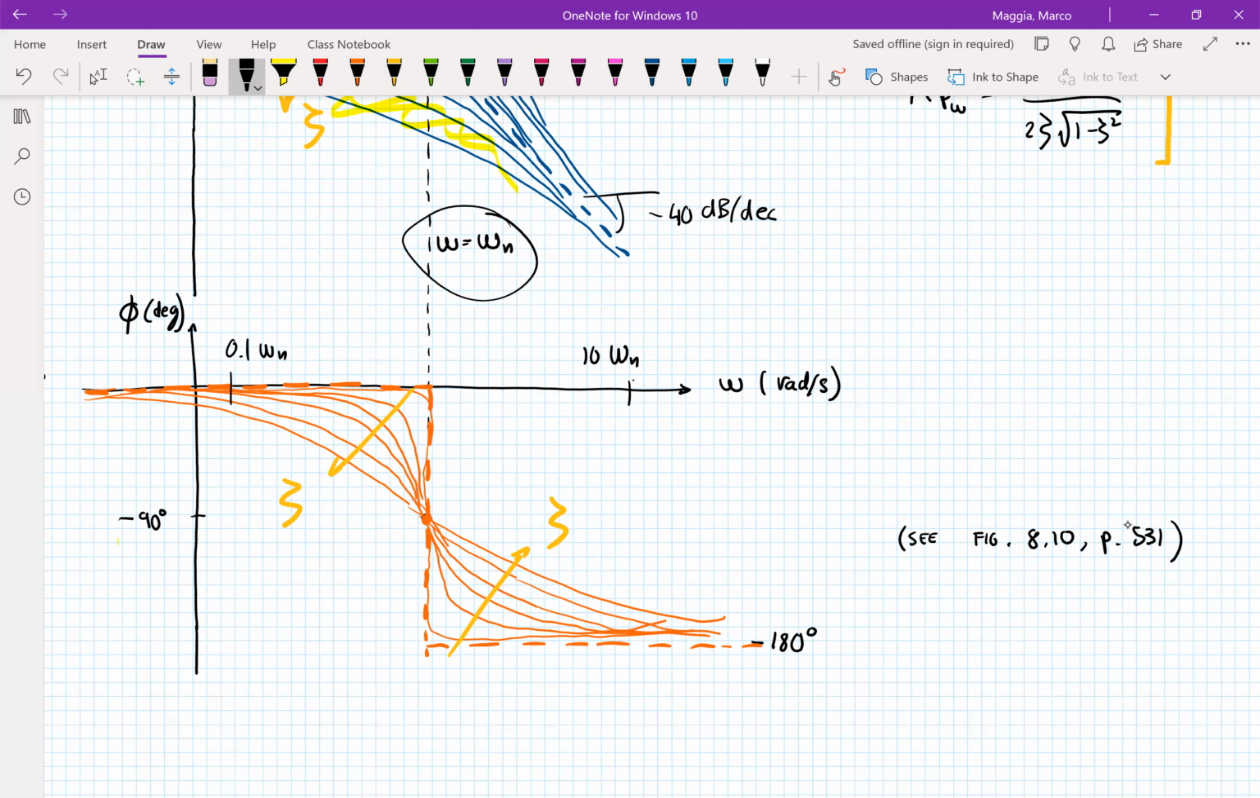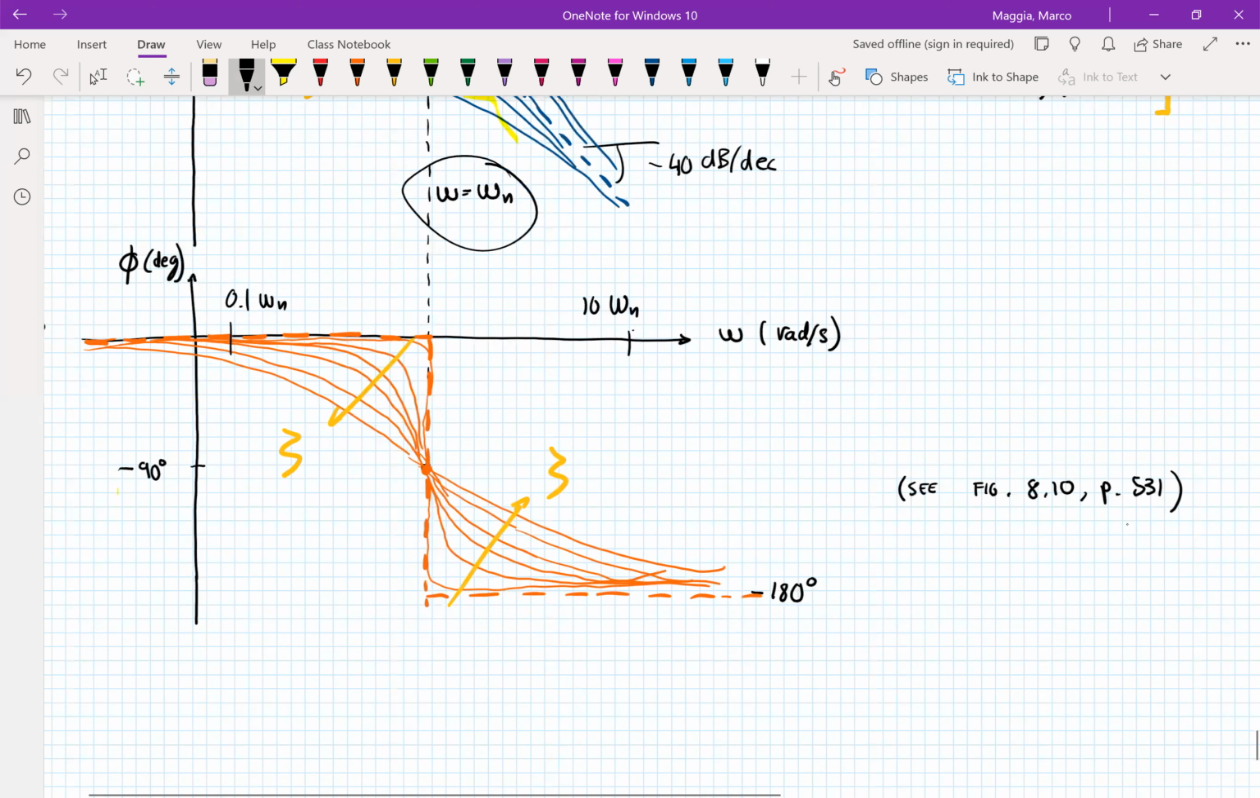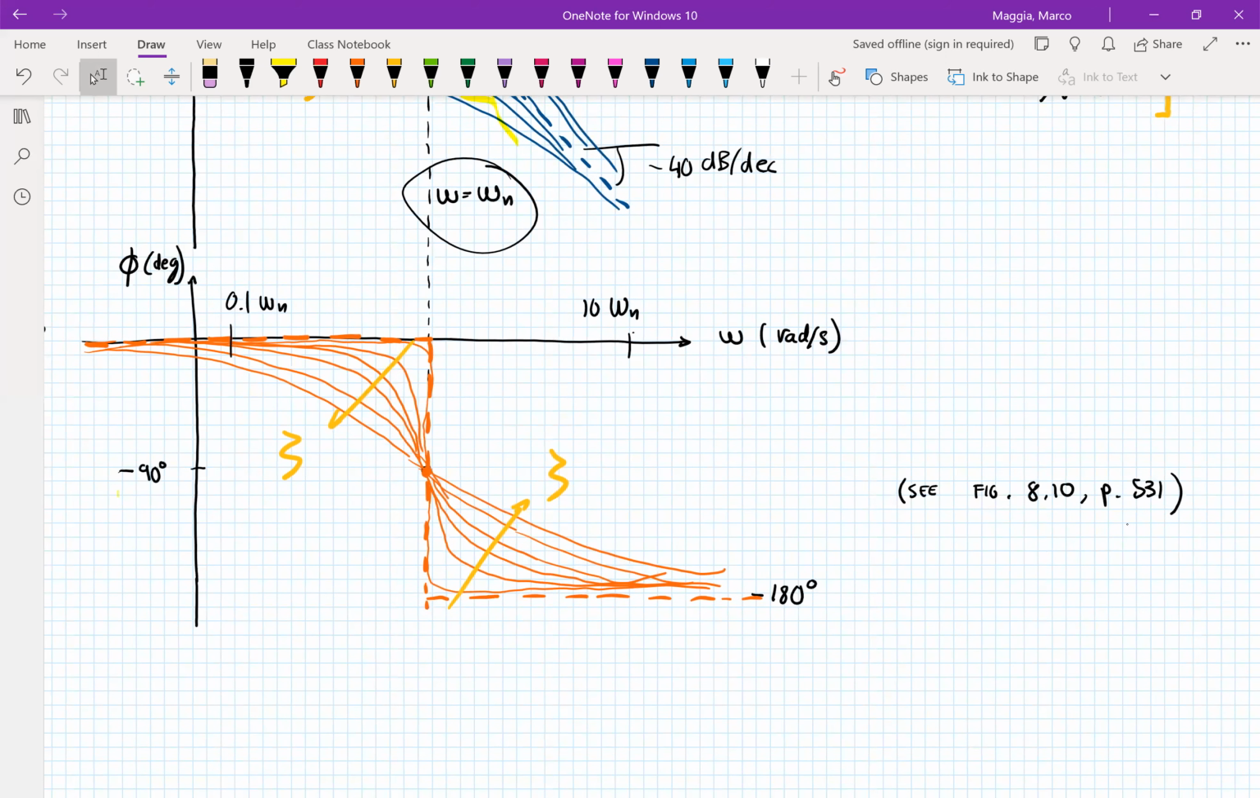Of course, when we're talking about complex conjugate zeros, everything is flipped. The magnitude just has to be flipped. Instead of having a peak, we're going to have a dip, whose value is the same, but with the minus sign. And the phase is going to be increased instead of decreased by the same value.